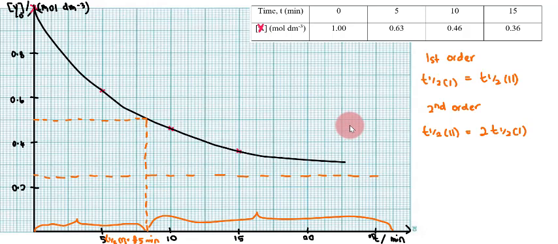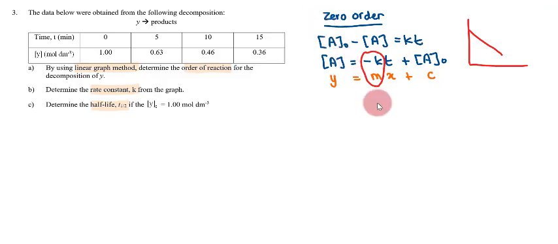So, since soalan ni minta by using a linear graph method, awak kena submit jawapan awak mestilah graph linear. So, graph ni awak tak boleh submit. Walaupun daripada graph ni awak boleh tahu dia punya order of reaction, tapi graph ni bukanlah your answer. Your answer should be a linear graph. So, sekarang ni kita akan plotkan linear graph.